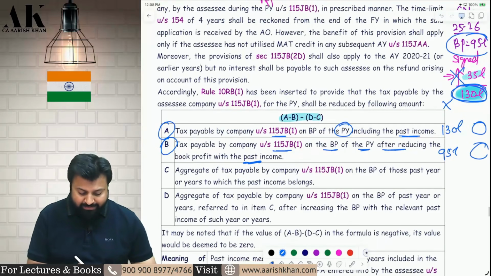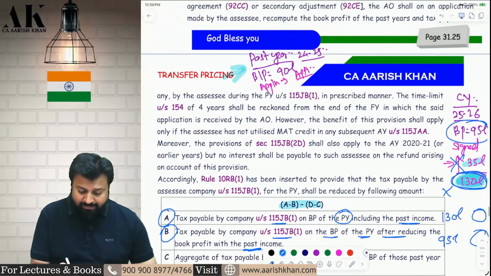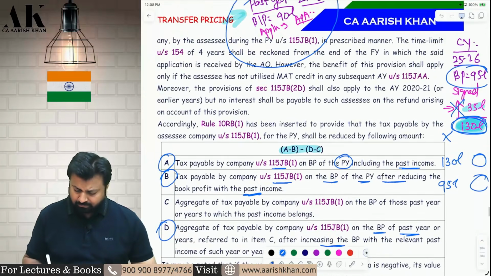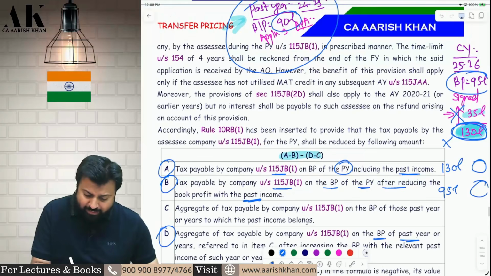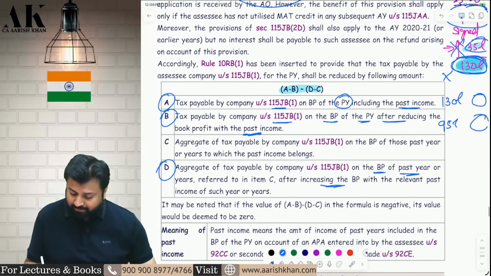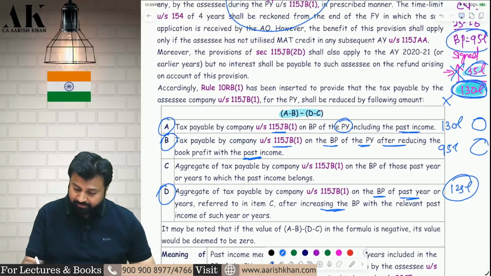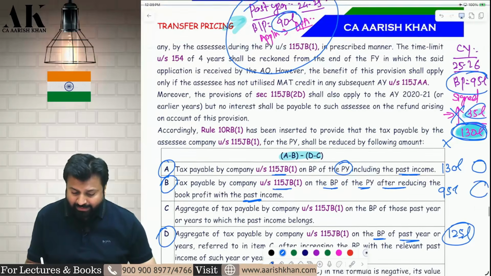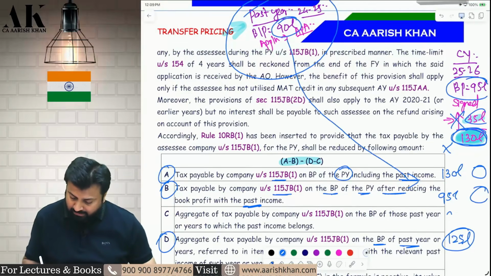Similarly, what is D minus C? D is again the tax payable by the company on the book profit of the earlier year. Now you have to compute the book profit of the earlier year, and now you have to increase the past year income. So now you have to take tax on 90 plus 35. 90 plus 35 comes to how much? 125 lakhs. So now you will compute tax on 125 lakhs. And then on C, you will compute again tax on how much? Tax on only 90 lakhs. So it is very simple.